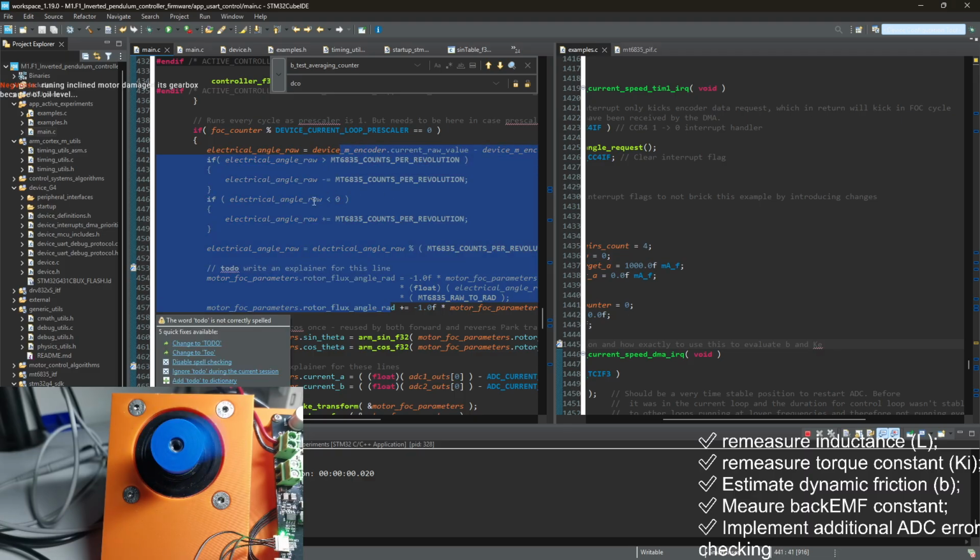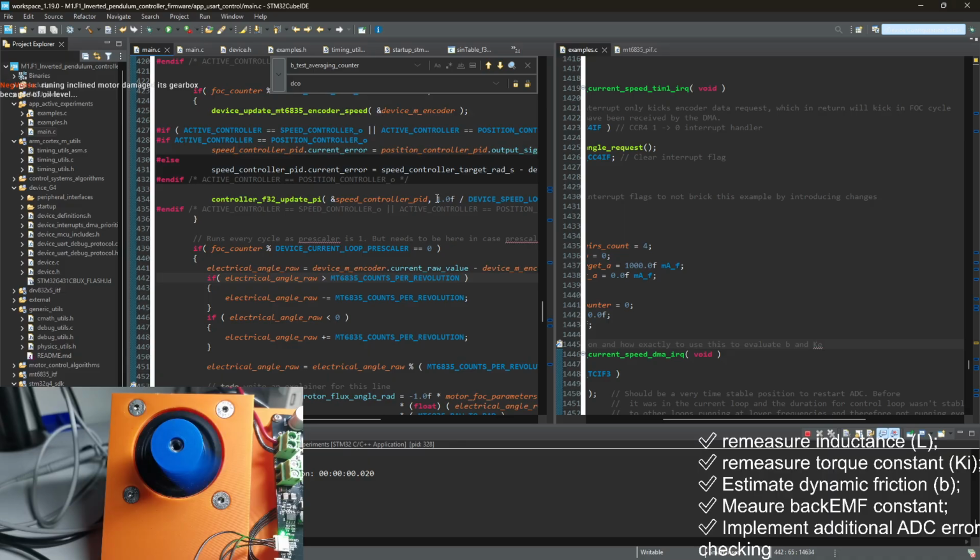Running inclined motor damaged its gearbox because of oil level. And what was the motor type? Are you talking about electric motor? And what was the power also? Tell me more.